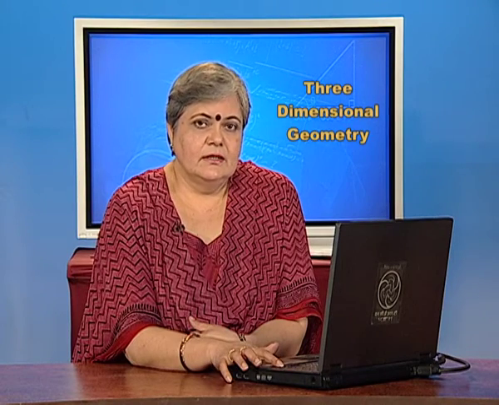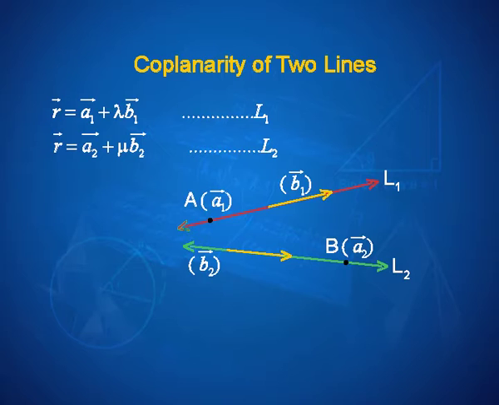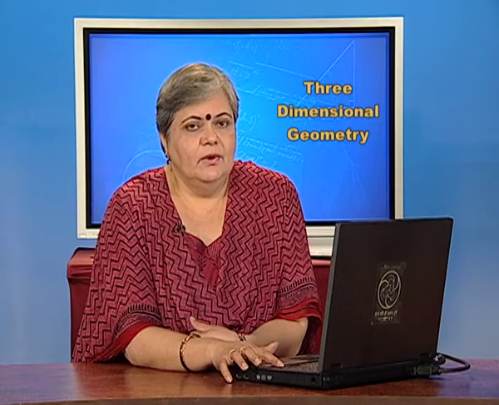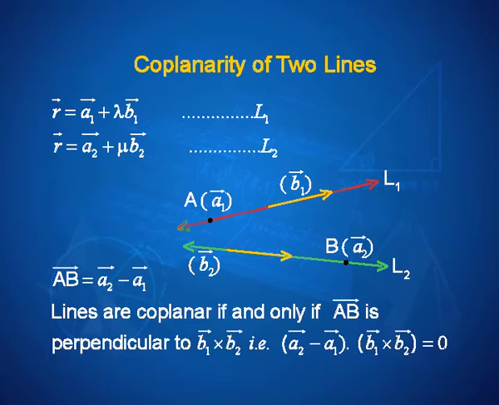From the basic vector chapter and the conditions about the cross product, we know that the vector b1 cross b2 is always perpendicular to the two vectors b1 and b2, and hence to the plane containing the vector b1 and vector b2. Knowing that the line L1 passes through A and line L2 passes through B, if I can show that the vector AB, which is nothing but a2 minus a1 vector, is perpendicular to b1 cross b2, will that then let us conclude that the lines are going to be coplanar? The vector b1 cross b2, which is perpendicular to b1 and b2, is also now perpendicular to the vector AB, and therefore the two lines, that is L1 and L2, must be in the same plane.